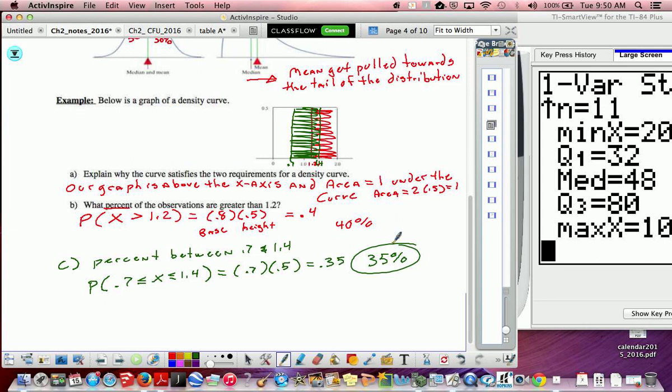All right, questions so far about density curves, finding the area, their properties, or linear transformations? All right, let's do this.